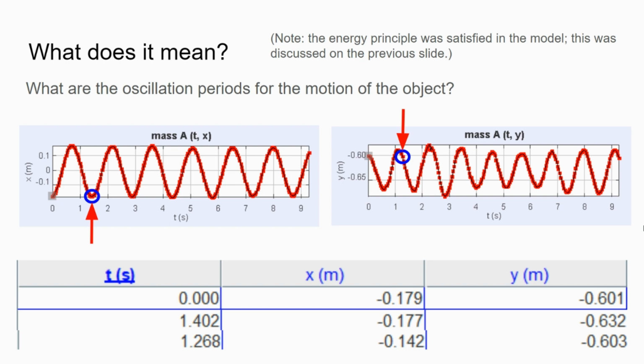One remaining question is, what are the oscillation periods of the motion of the object? Finding the oscillation period of the motion of the object involved finding when it reached the same point in the wave as it was when it started. These points are circled in the graph shown.